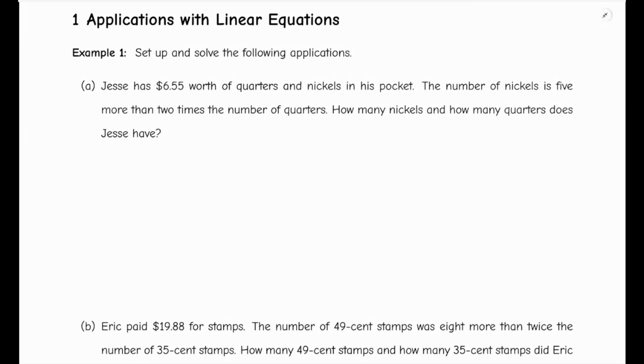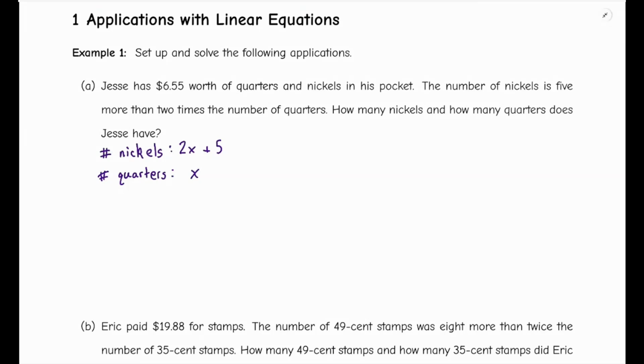So just like in the previous section, we're going to start off by labeling our variables. So we're wondering what are the number of nickels and what are the number of quarters? Which one were we told nothing about? That was the quarters, so that'll be X. And then the number of nickels is 5 more than 2 times the number of quarters.